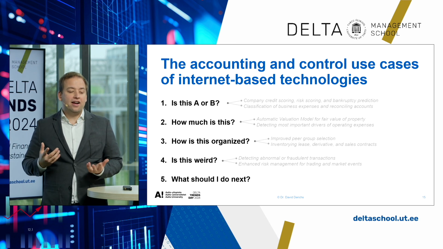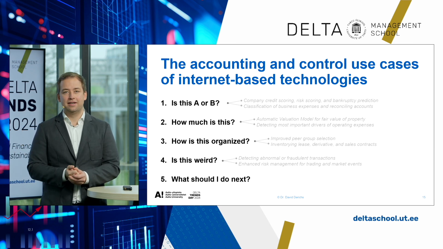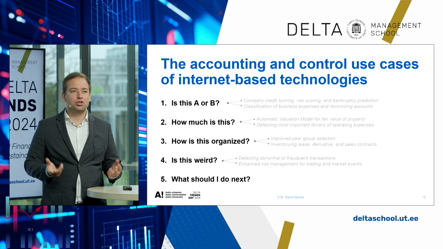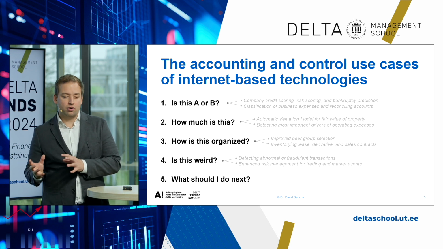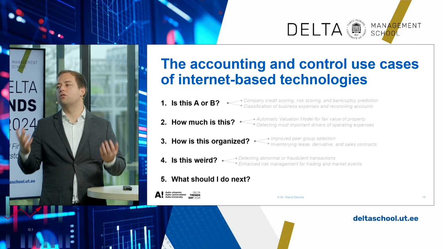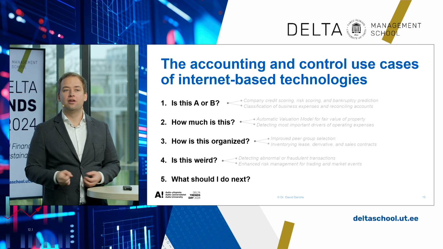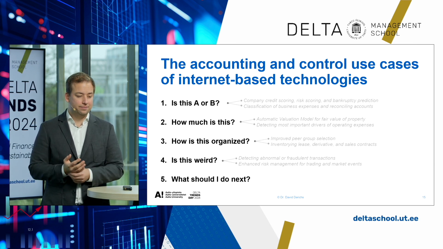We can also check how things are organized. How is the data organized? This is very useful if you want to, for example, check a peer group. You can check what companies are closer to you, closer to your products, these kinds of things. You can also look at different accounts. What are receivables which might go bad? These kinds of classifications can be done much more quickly.